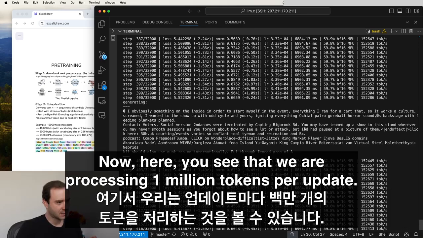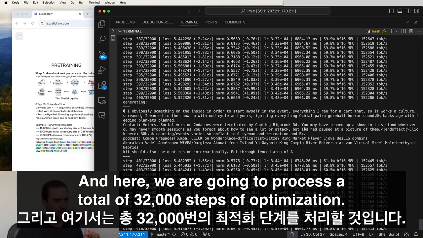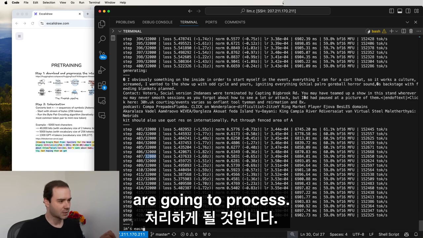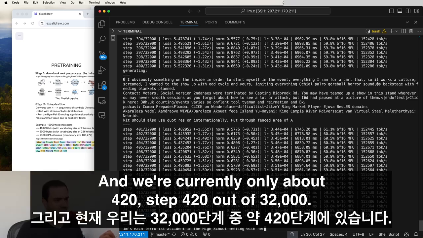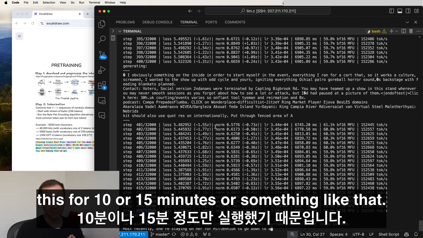Now here, you see that we are processing 1 million tokens per update. Each update takes about 7 seconds roughly. And here we are going to process a total of 32,000 steps of optimization. So 32,000 steps with 1 million tokens each is about 33 billion tokens that we are going to process. We're currently only at about step 420 out of 32,000. So we are still only a bit more than 1% done, because I've only been running this for 10 or 15 minutes or something like that.